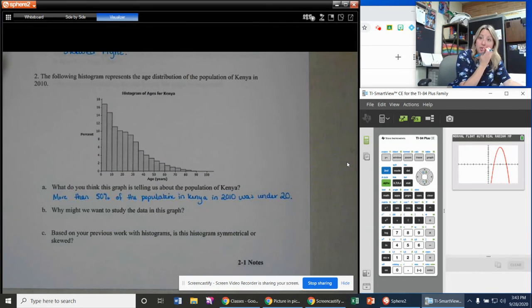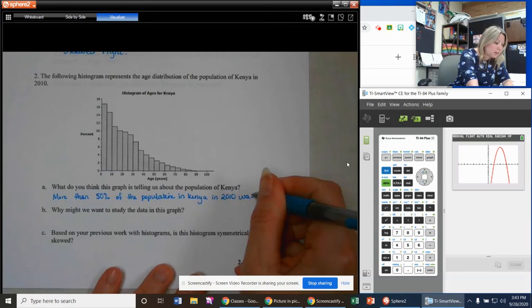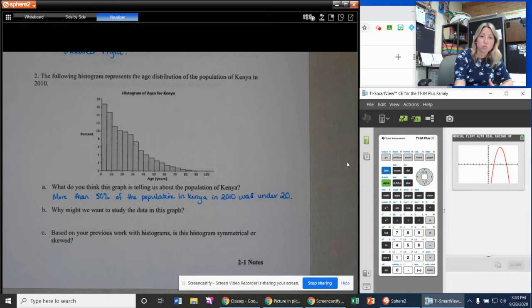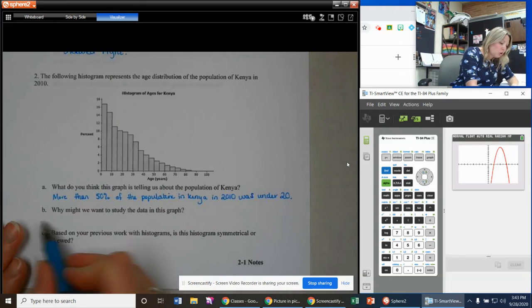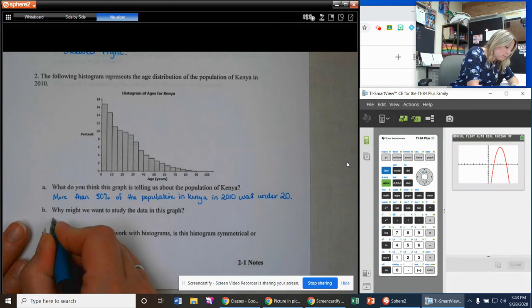Why might we want to study this? Well, we might want to know why that's the case. Why is so much of the population of that country young? Right? Is it a disease? Is it a famine? Is it clean water needed? Is it something along those lines? Is it a war that's occurring? What is it that is happening in Kenya in 2010 that's causing this? Okay. So, why might we want to study this data?